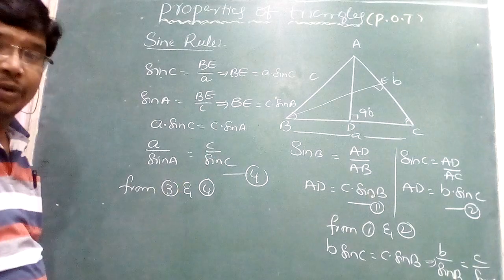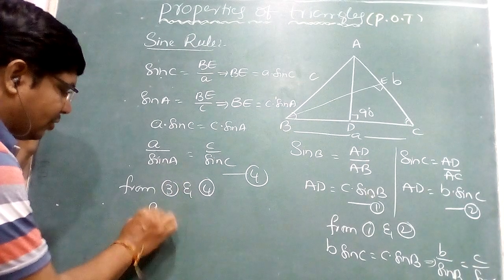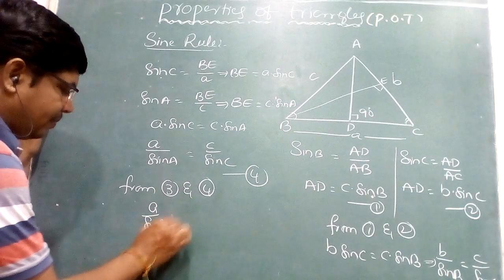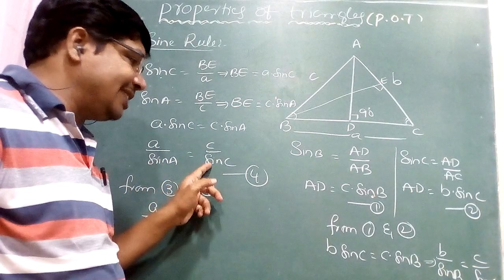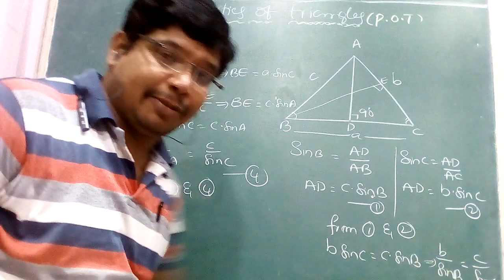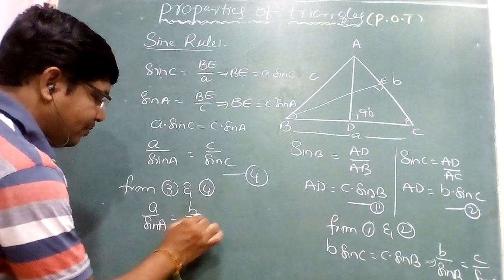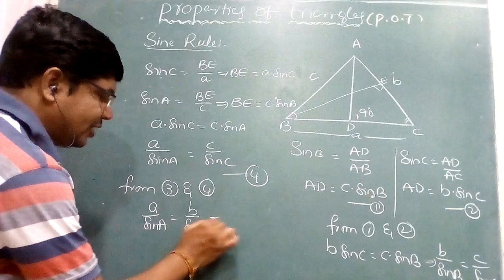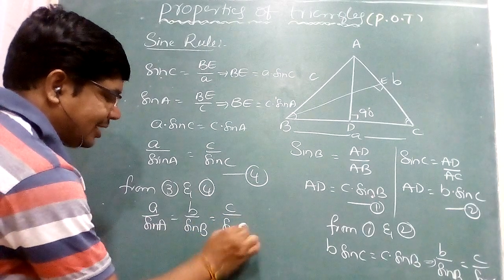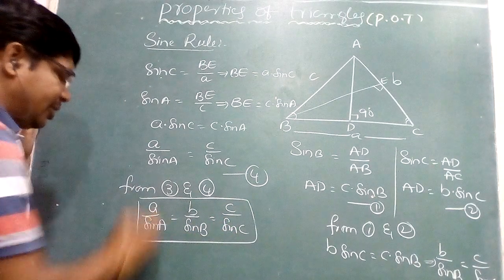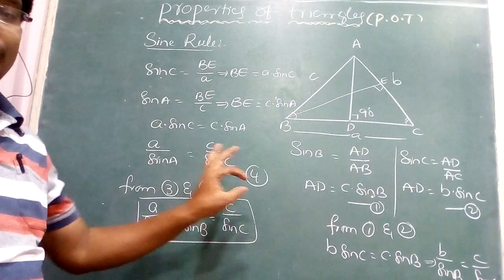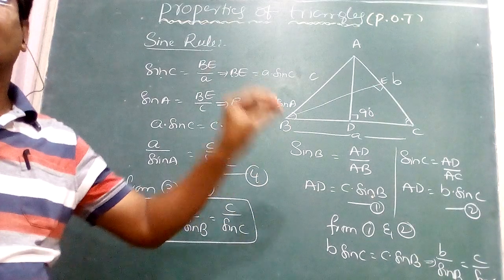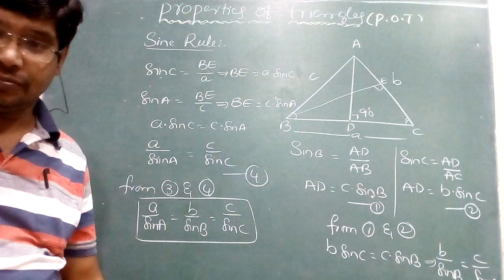From equation 3 and equation 4, a by sine A is equal to c by sine C, but c by sine C is equal to b by sine B, from equation 3. This is the statement of the sine rule. See, most important: this ratio is equal to some constant. That constant value you got is the length of the diameter of the circumcircle.